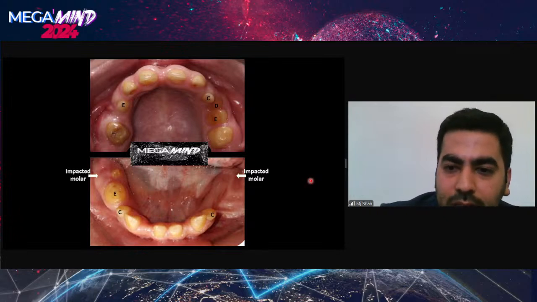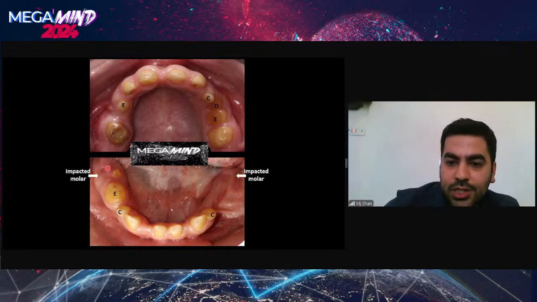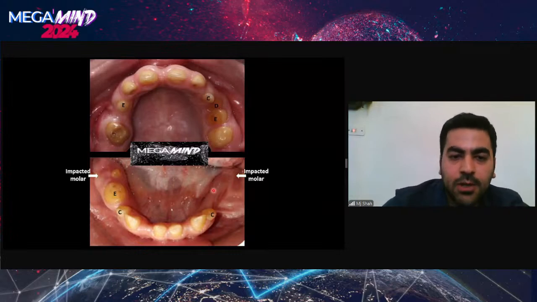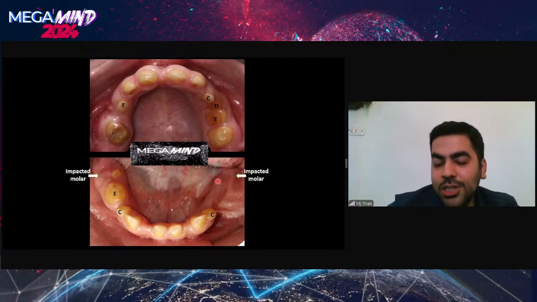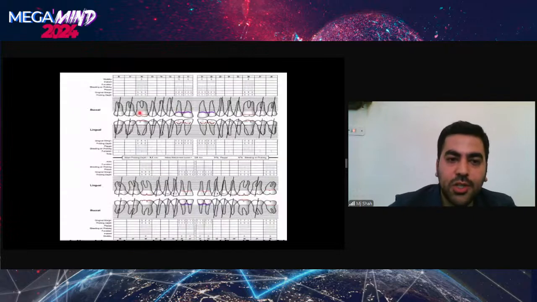On the right side, the primary teeth C and E are present. The first molar is under the gingiva. On the left side, the primary tooth C is shown, and the first molar is hidden under the gingiva. As you can see, the four incisor teeth are present with a huge diastema between the central and lateral incisor. And this is the patient's periodontal chart.